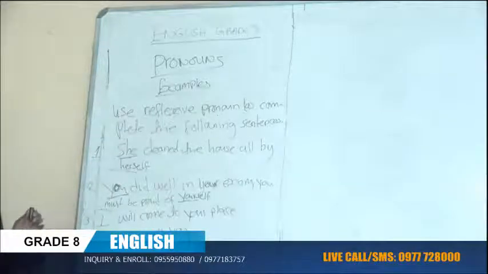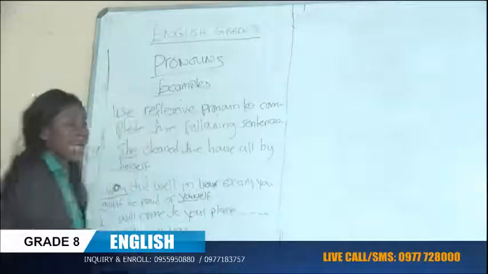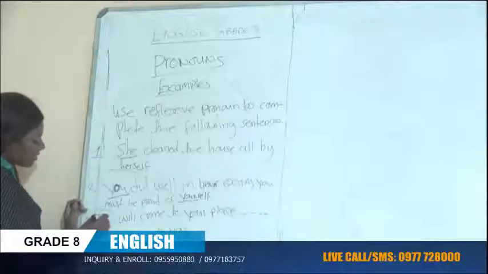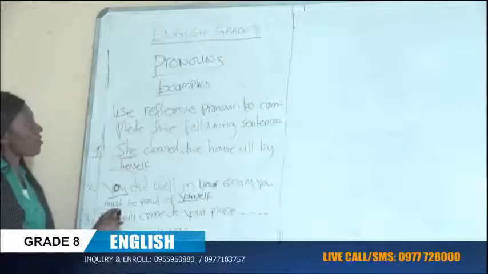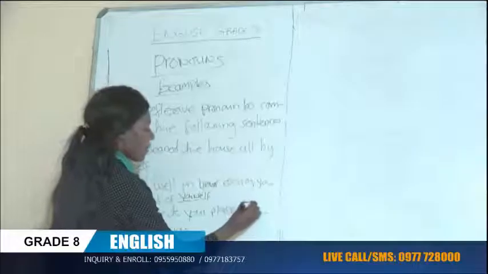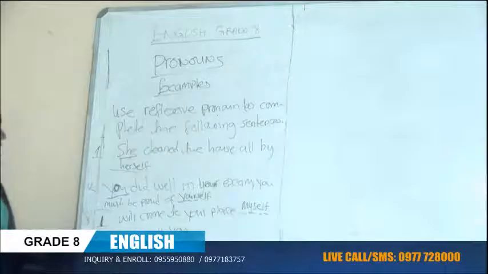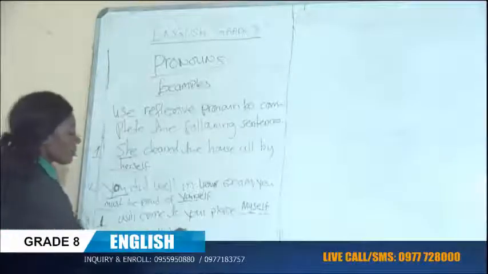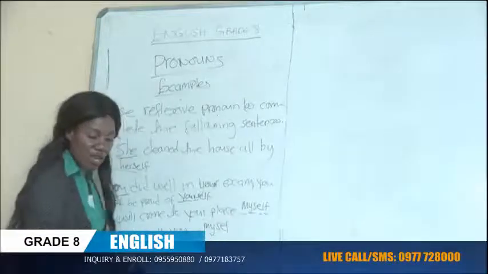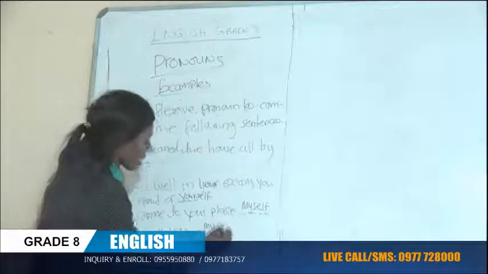Example number 3. I will come to your place. When you talk about I, you're talking about yourself, an individual. So we're going to replace this noun with a reflexive pronoun. I will come to your place myself. Okay. Example number 4. I will call you. Still remains myself. Okay, I'll call you myself.